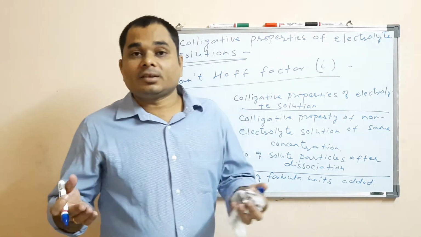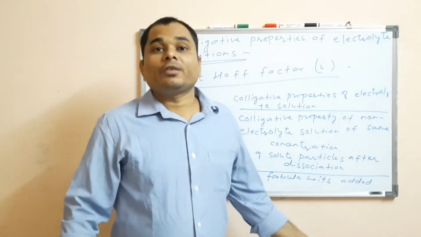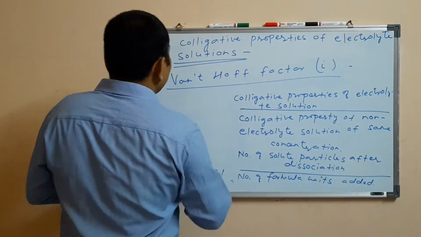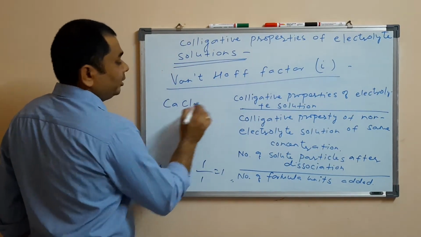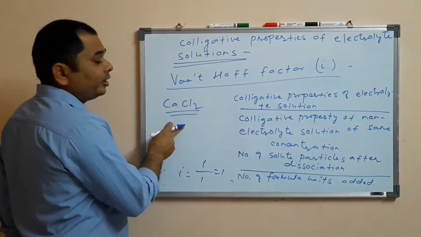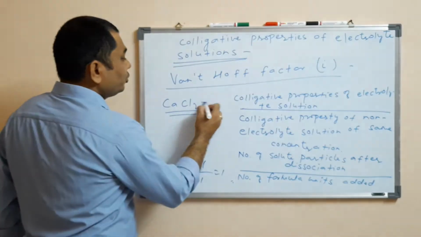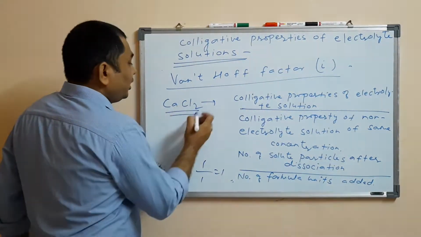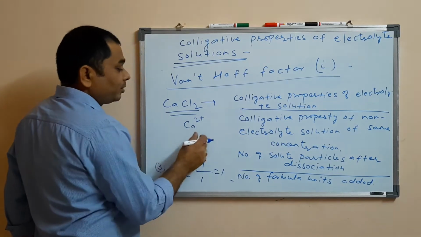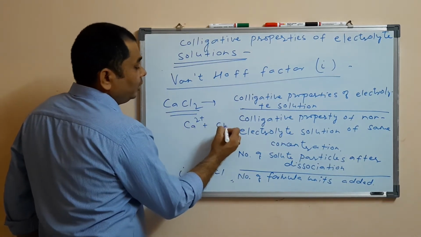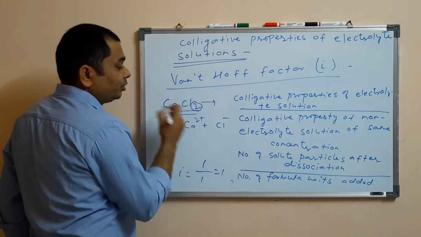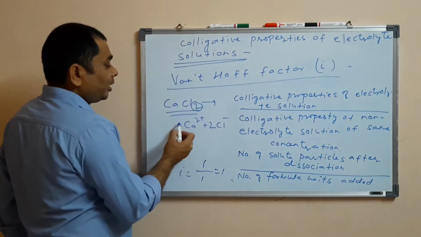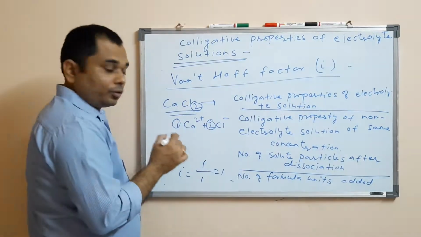Whereas for electrolytes like NaCl, what is the i value or Van't-Hoff factor? That is 2. Similarly, let us take an electrolyte like CaCl2, calcium chloride. Now what is the number of formula units that we have added? 1. After dissociation, how many solute particles will this get converted into? See, calcium will dissociate into Ca2 plus and Cl will dissociate into Cl minus, but there are 2 Cl atoms, so 2 Cl ions will be formed. What is the total number of ions? 1 plus 2, 3.